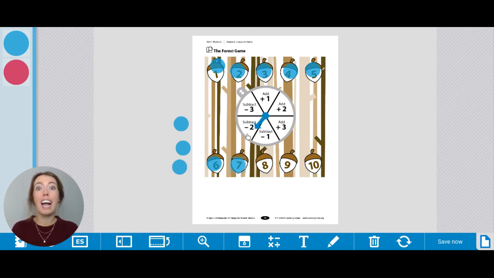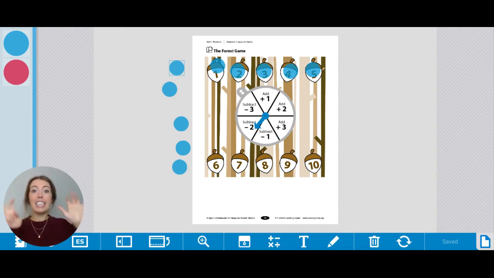Ooh, subtract two. So right now we have seven. Now we need to take away two. One, two. Now we're back where we started. We just now had seven and we took away two. So now there are five squirrels here in the forest. Let's spin again.